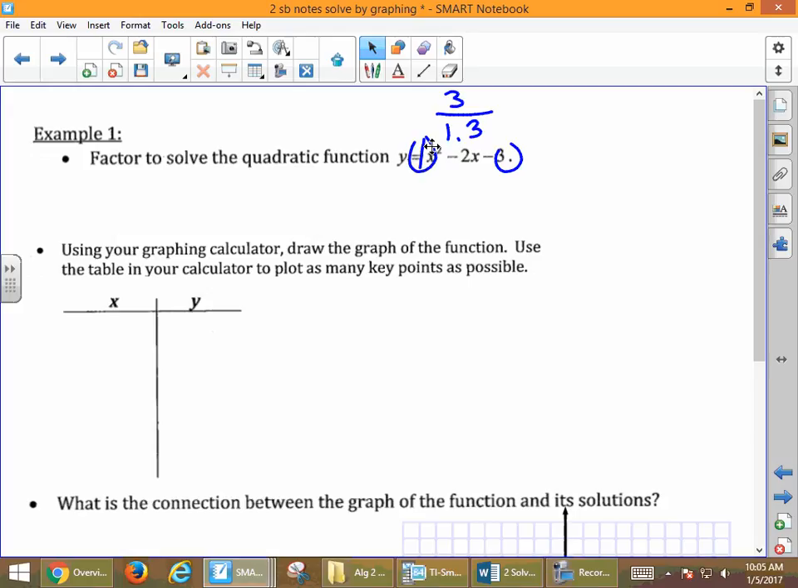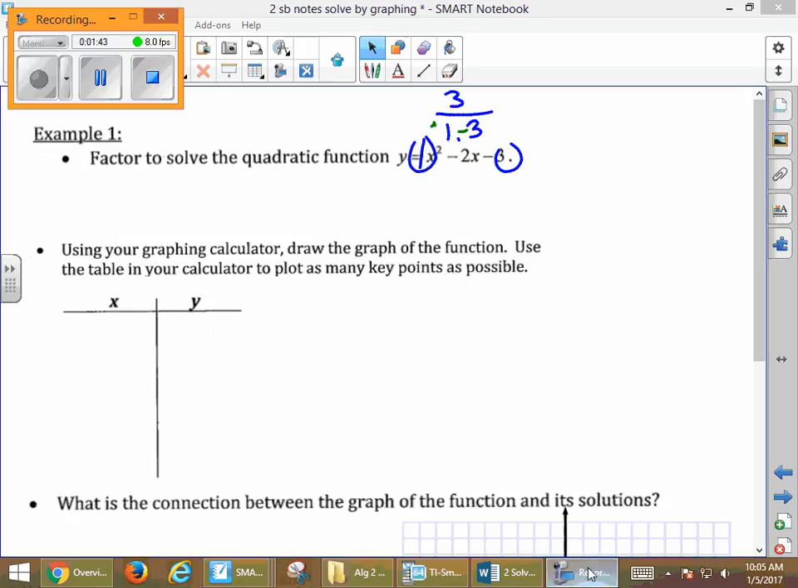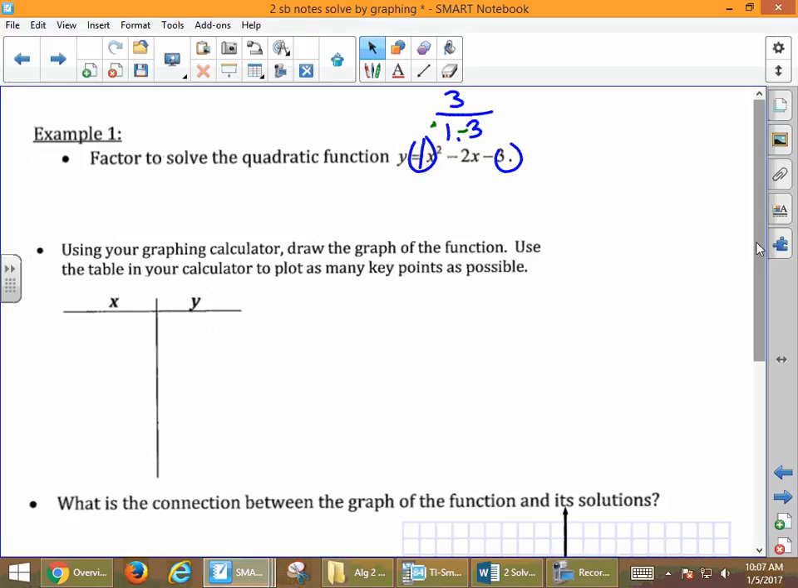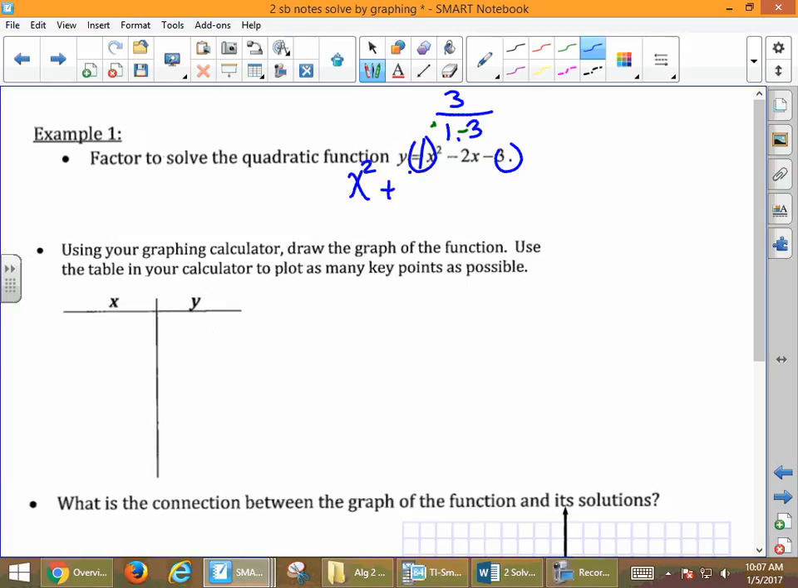Will 1 and 3 ever combine to be 2? Tiffany? You add the 1 to a -3. 1 minus 3. So again, we have factors that combine to be -2. So when we factor, we're going to rewrite this as x squared plus 1x minus 3x minus 3.